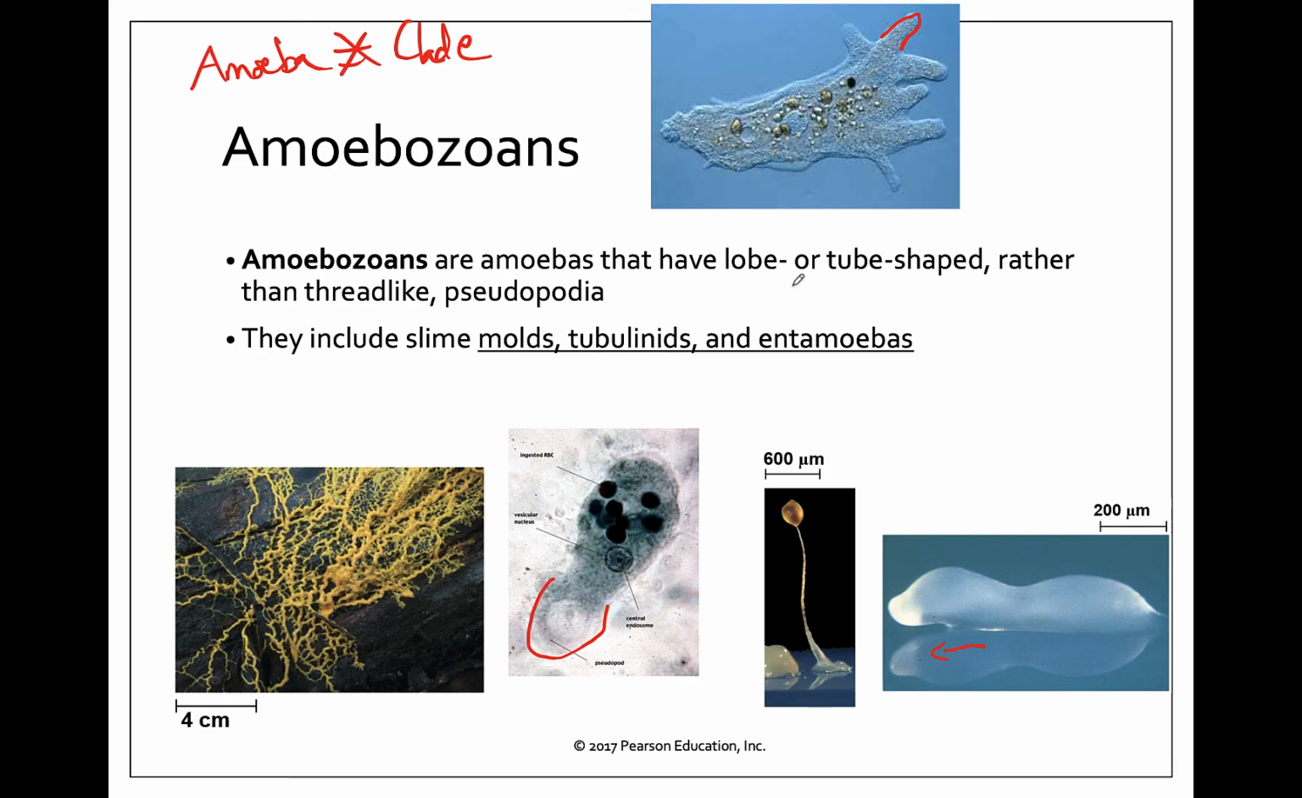So they have these either tube-shaped, as they do here, or thread-like. Some of the ones in SAR have thread-like pseudopodia. So this is not a clade. There were amoebas back in the SAR supergroup as well. But this amoebozoan group includes some molds, tubulinids, and entamoebas.